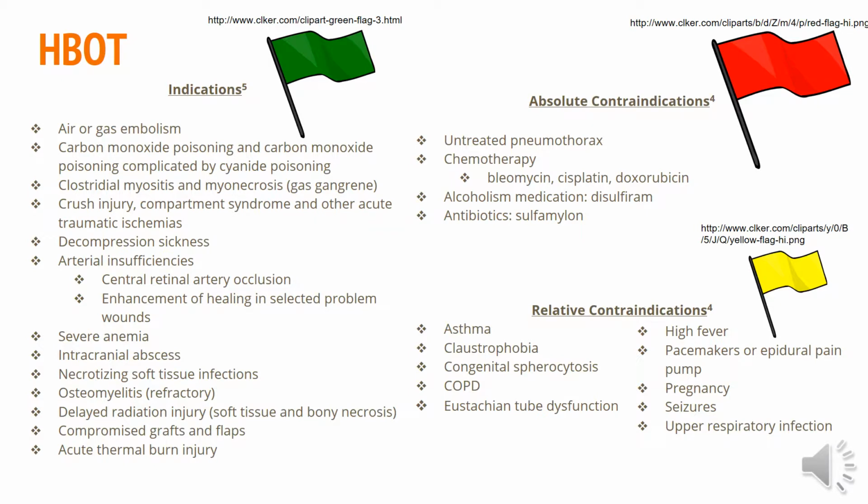As far as absolute contraindications, they include untreated pneumothorax, chemotherapy, alcoholism, medication, and antibiotics. Relative contraindications would be asthma, high fever, pregnancy, seizures, COPD, upper respiratory infection, pacemakers, epidural pain pump, and more.